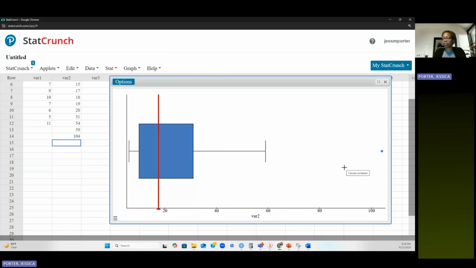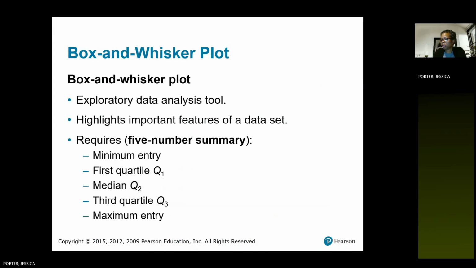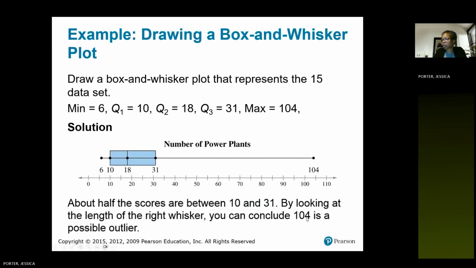Okay, now what StatCrunch does for you is it identifies your outliers for you. So 104 is pretty much farther away from the other points in the data set. So in StatCrunch, it will identify that this is an outlier by putting the point outside of the whisker. In this case, they just drew it into the whisker as the maximum data point.